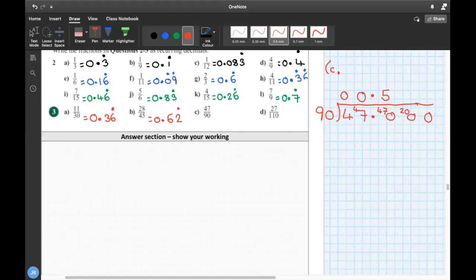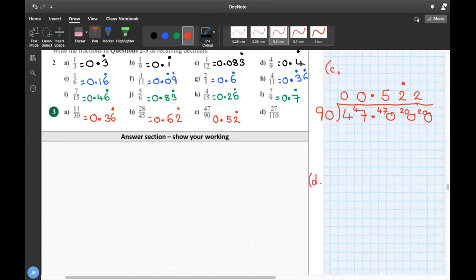You could use that here to really help you. 9 times 2 gives you 18, so 9 times 20 will give you 180. From 180 to 200, we have a remainder of 20 again. So this is just going to keep happening again and again, and that will keep recurring on for infinity. So 47 divided by 90, or 47/90ths, will give you 0.52 recurring.